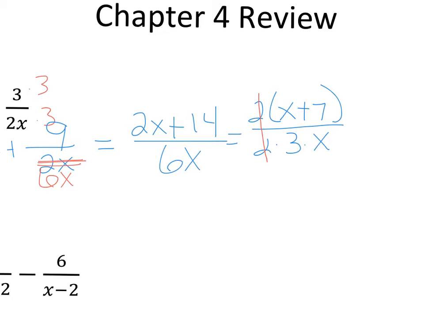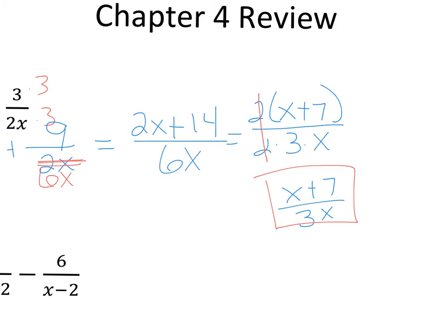So what we have left is x plus 7 over 3x. And please remember that you cannot cancel these x's because this one is a term. It's part of this binomial. Although this one's a factor, but this one's not, so they won't cancel.